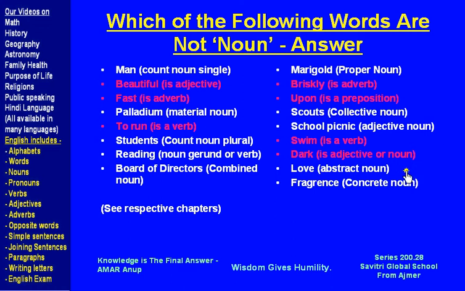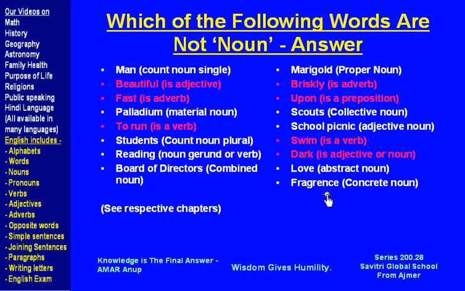Next is the word love. Love is an abstract noun. An abstract noun is a noun that we cannot touch, we cannot taste, we cannot see, we cannot hear. That is called an abstract noun. So love, you cannot touch it, you cannot taste it by tongue, you cannot hear it, you cannot see it, so it's an abstract noun.